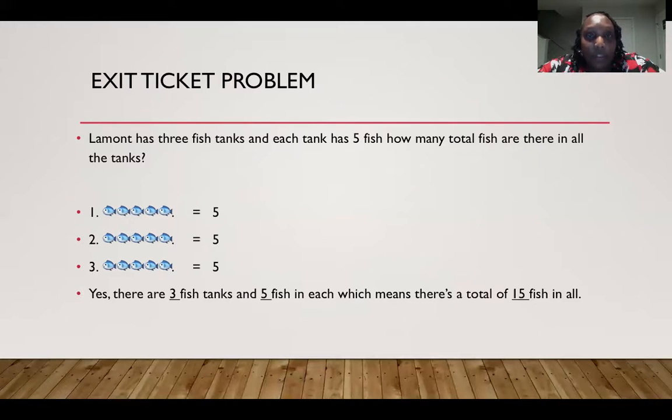Good. So then we just plug in our answers down at the bottom here, which I'm sure you already did, and I know that you did as well. So we'll read it together. Yes, there are 3 fish tanks and 5 fish in each, which means there's a total of, that's right, there's a total of 15 in all.